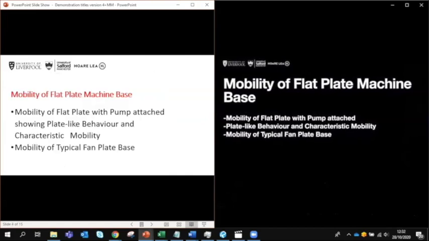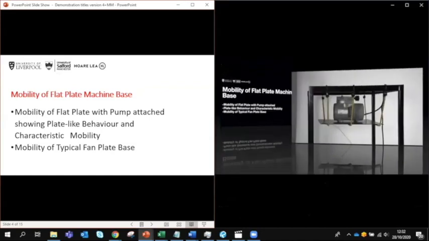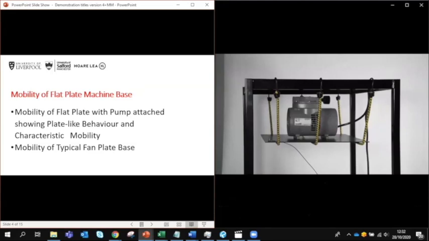Okay, so moving on to a plate type base. Same principle applies, so accelerometer located in the fixing point for where our receiving structure would be, freely suspended on some bungees.